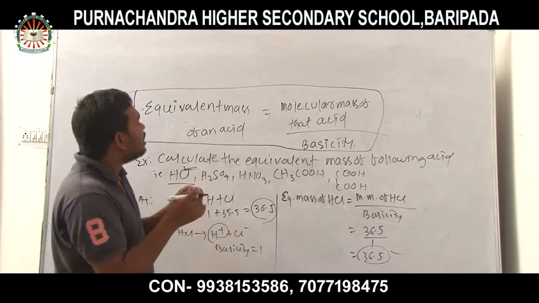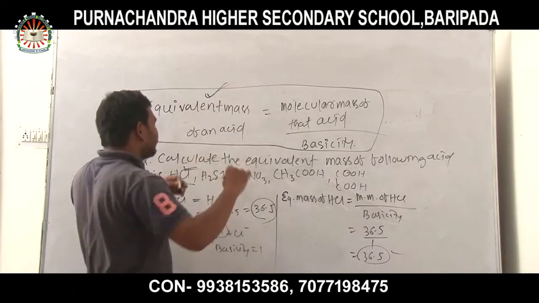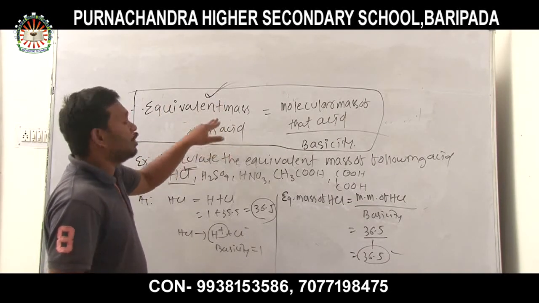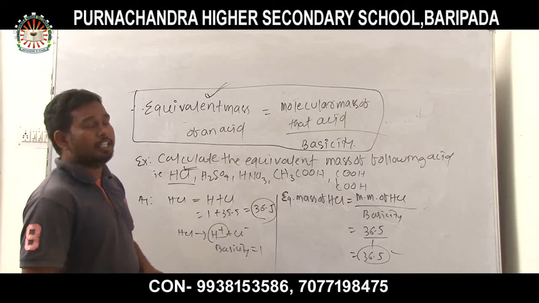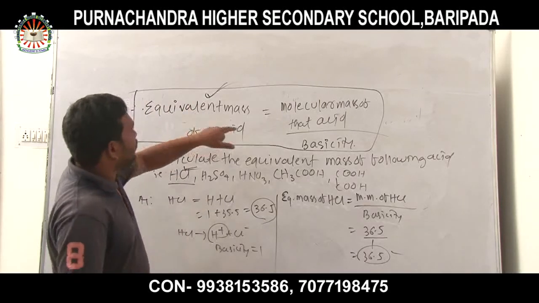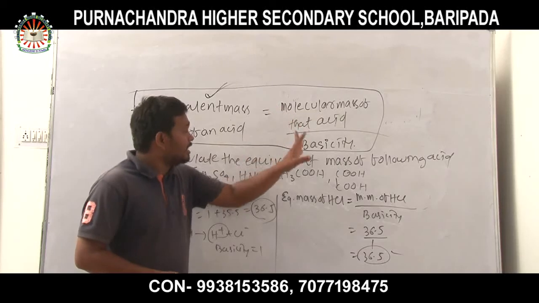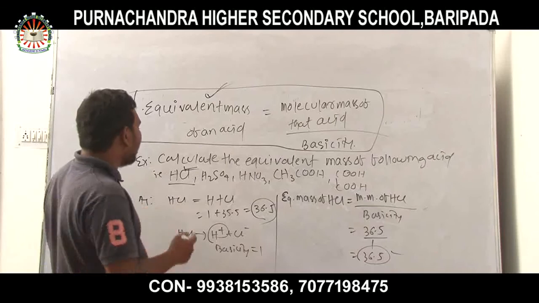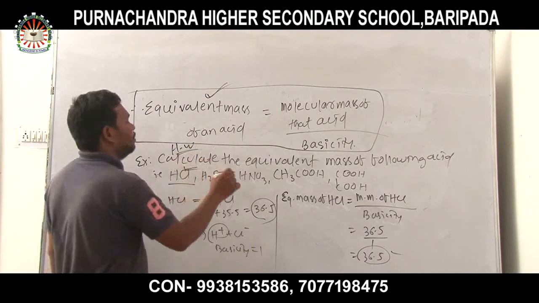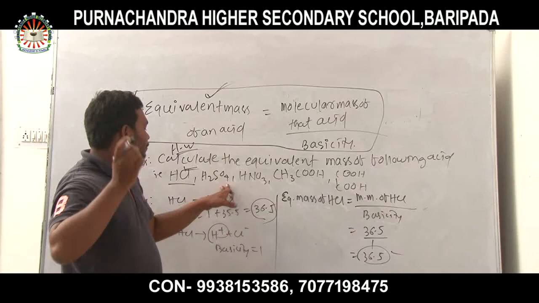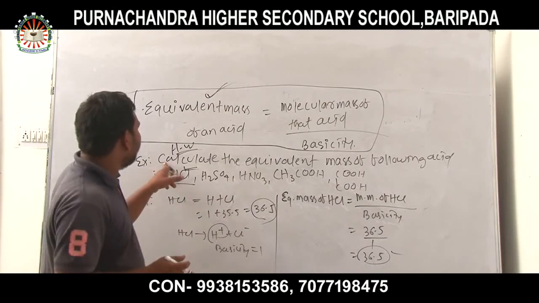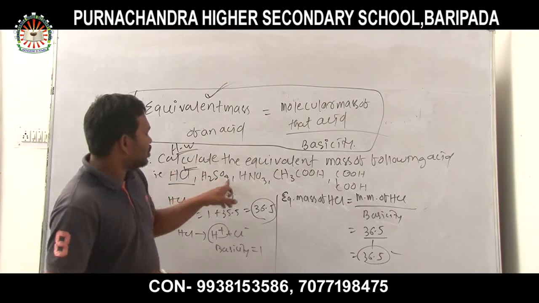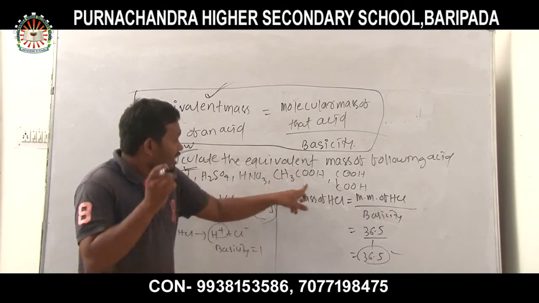So when we calculate the equivalent mass of different types of acid, first we remember the formula behind it. Again, I say the formula is: equivalent mass of an acid equals molecular mass of the acid divided by its basicity. Then, for homework, do the same type of question on your own. Calculate the equivalent mass of the following acids: HCl, H2SO4, HNO3, acetic acid and oxalic acid.